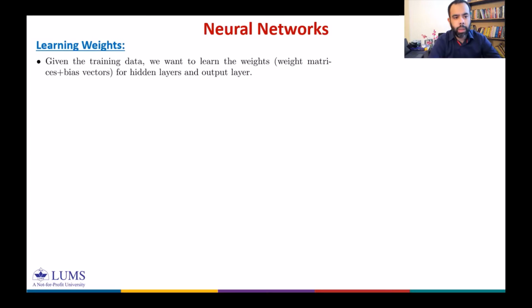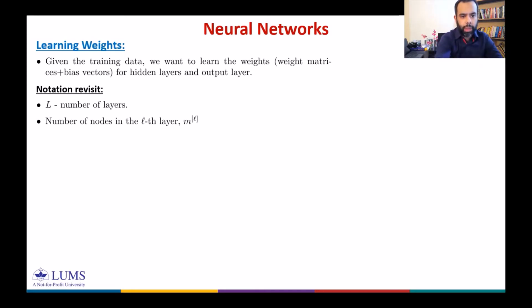Before we move forward, we can quickly revisit the notation we defined for neural networks. We use capital L to denote the number of layers. Number of nodes in the lth layer is given by M superscript [l] in square brackets. So whenever we refer to this superscript in square brackets, we will be referring to the lth layer of the network. I assume you are comfortable with this notation now.